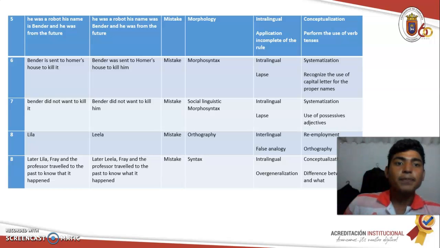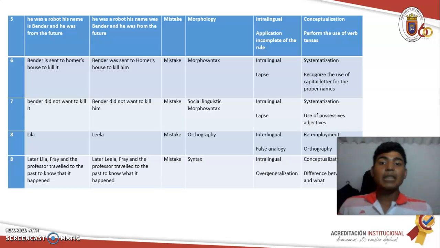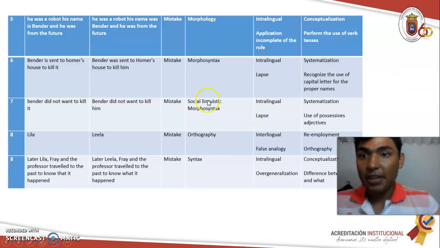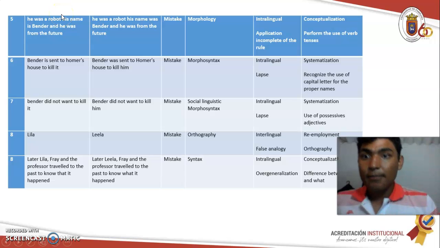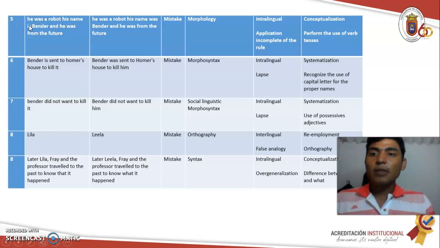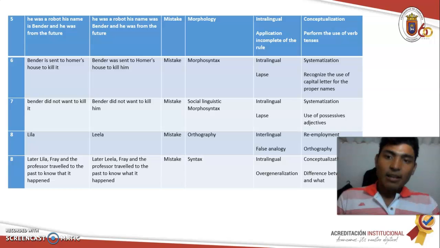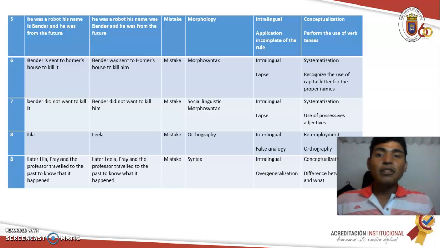the verb tenses. If we're talking about past simple, let's keep that verb tense in order to not confuse the reader. So here, and here. He was a robot. His name is Bender, and he was from the future. Was, and why is? So let's take into account this part. Let's talk about past simple. If we start in past simple, let's keep that verb tense throughout the written production.